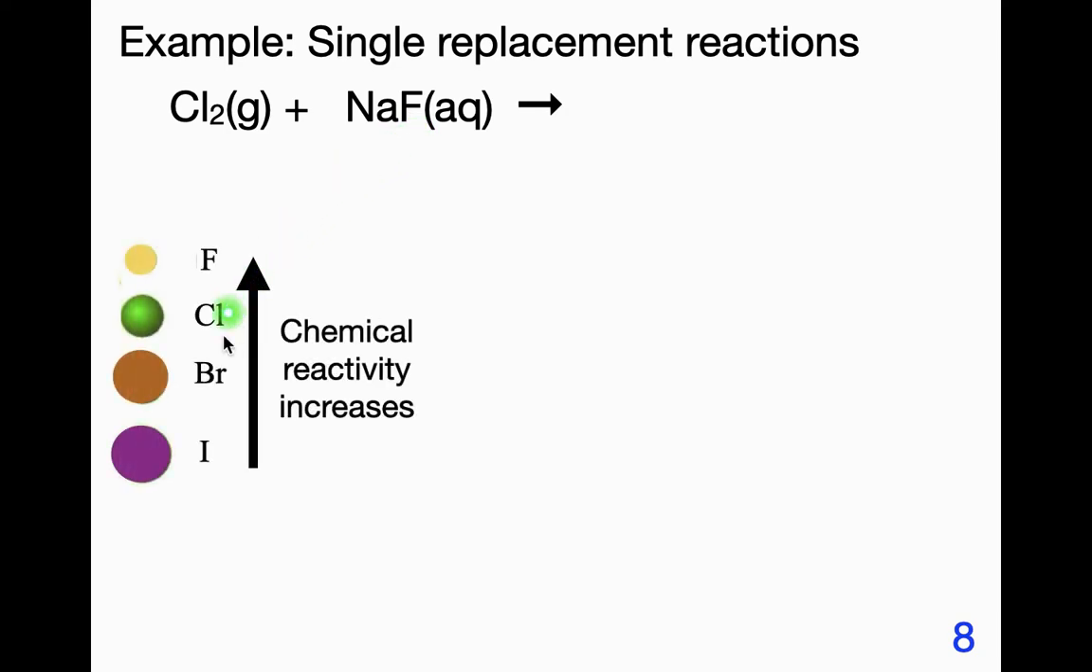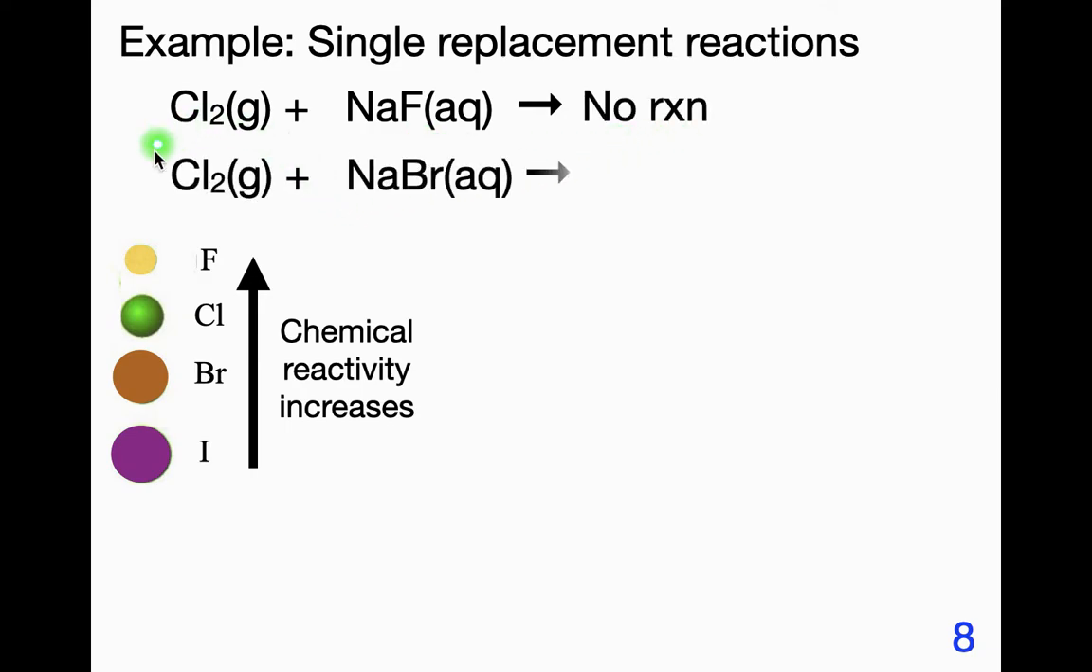Well, if we look at the halogens and the reactivity, we can see that chlorine is not as reactive as fluorine. So it is not going to be able to replace fluorine in the reaction. So there'll be no reaction here. But if we bubbled chlorine into an aqueous solution of sodium bromide, well, chlorine is more reactive than bromine, so this reaction will take place.